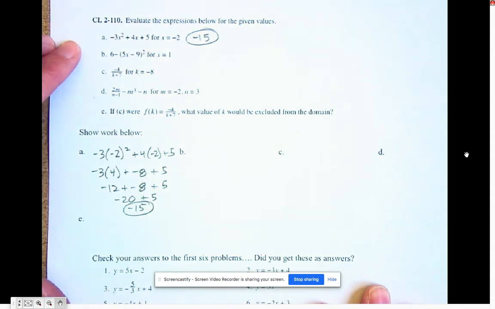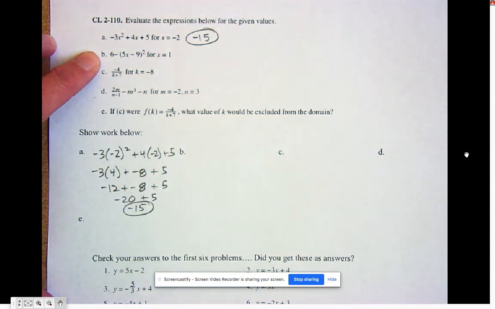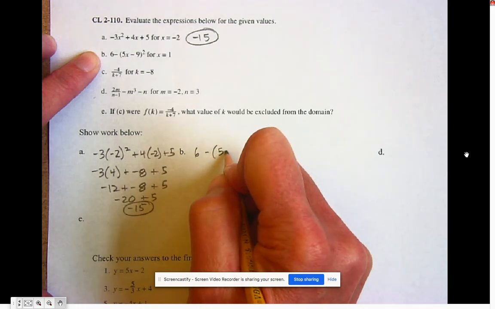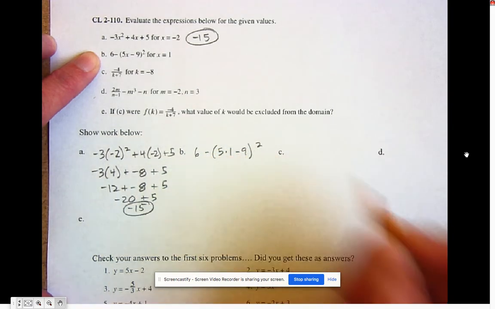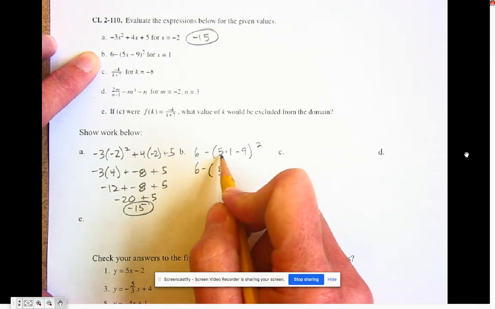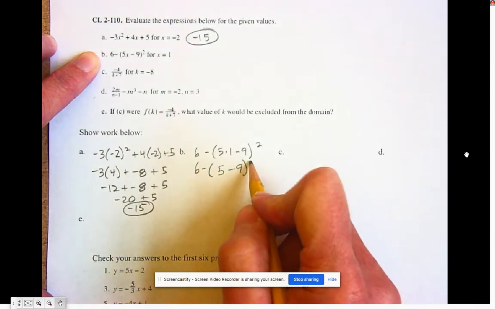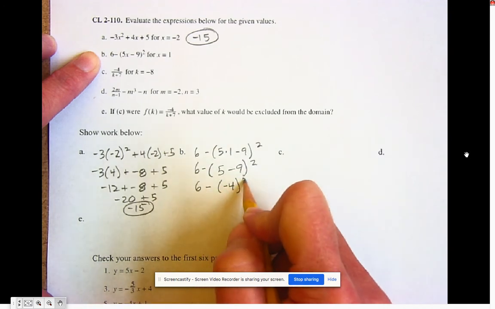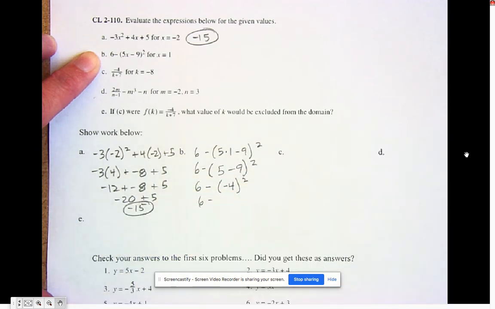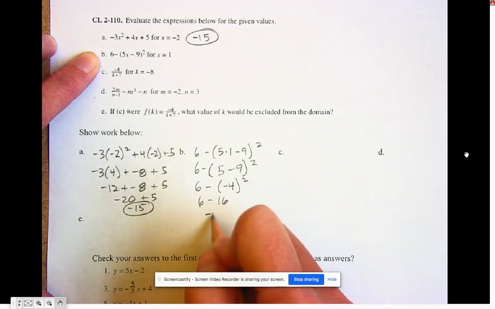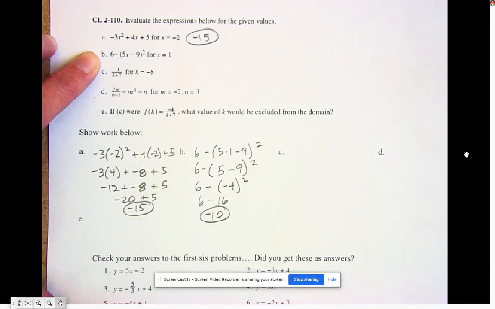Okay, and then I'm going to replace x with 1. So 6 minus 5 times 1 minus 9 squared. I'm following order of operations. So 5 times 1 is 5, minus 9, is negative 4, squared. 6 minus negative 4 squared: 6 minus 16 is negative 10. Okay.